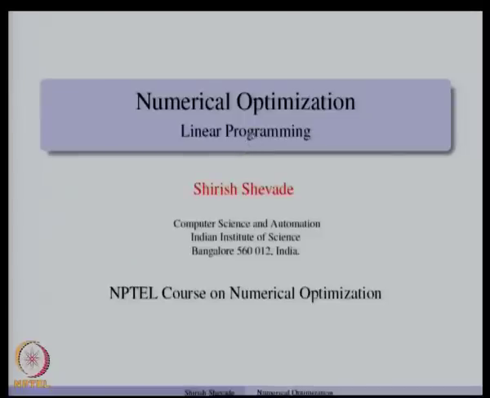Hello, welcome back. Our next topic is linear programming. Linear programming is a very well studied topic in optimization literature, and the theory and the applications of linear programming are very rich. So, let us start discussing linear programming.